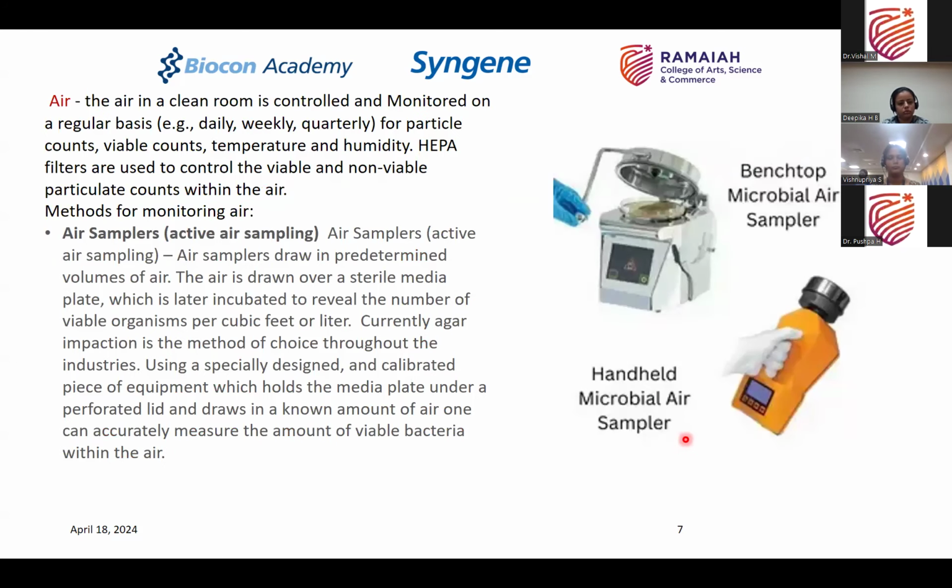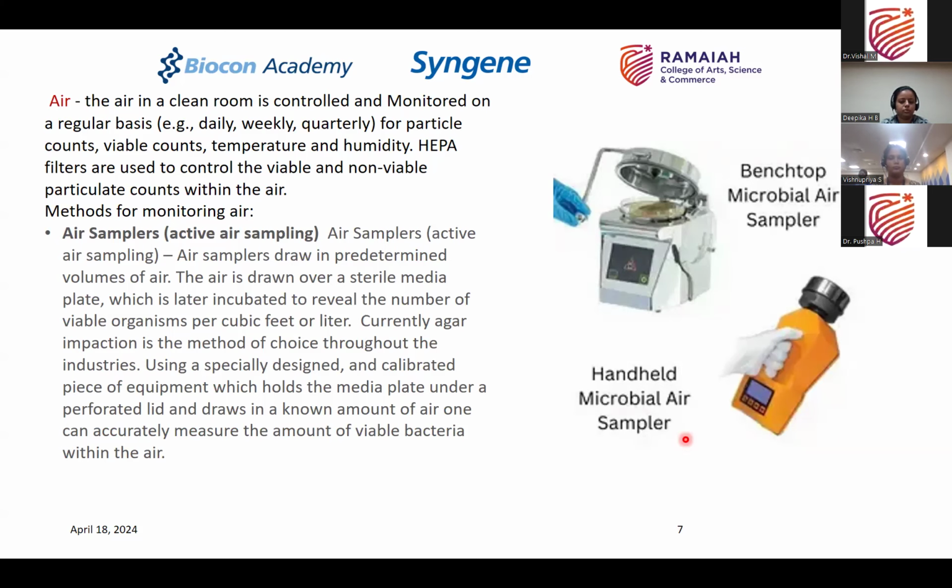The other one is air. Air is also another important thing in environmental monitoring. Air in the clean room is controlled and monitored on a regular basis. That clean room, in the sense the room in which we are performing this sterility testing, please keep in mind, we have to monitor the quality of the air. Quality of the air in the sense, especially the microflora, the temperature and the humidity of that particular room, has to be maintained on a daily basis, weekly basis, or quarterly basis. That has to be maintained.